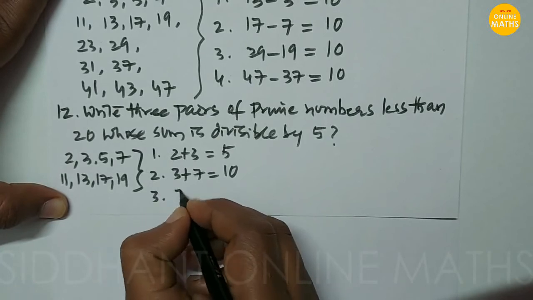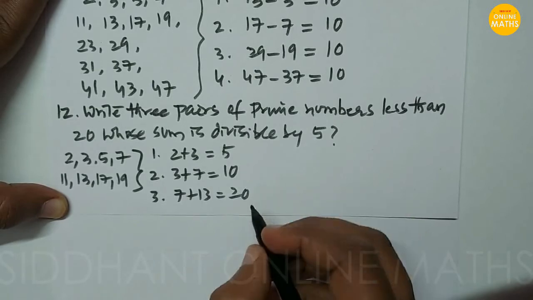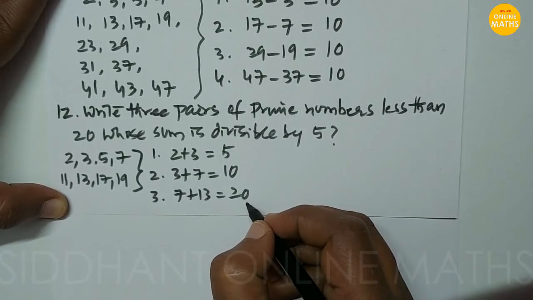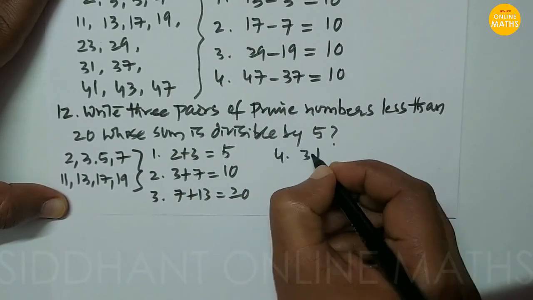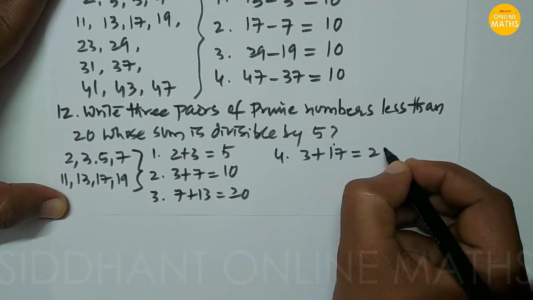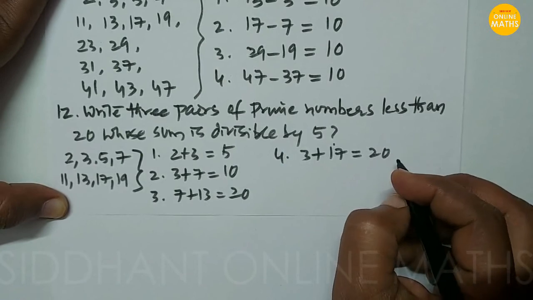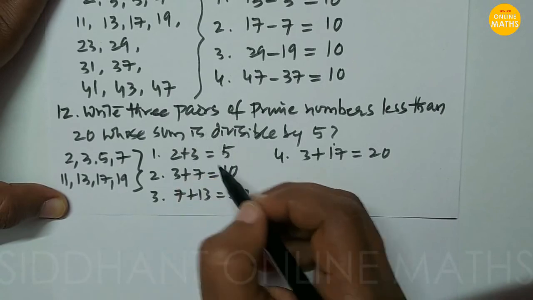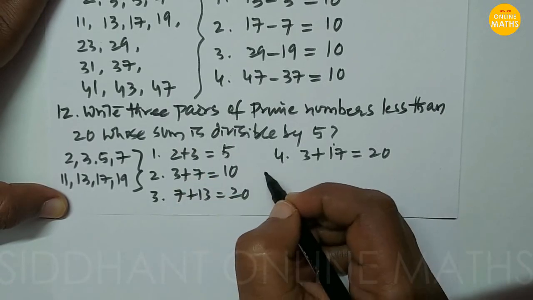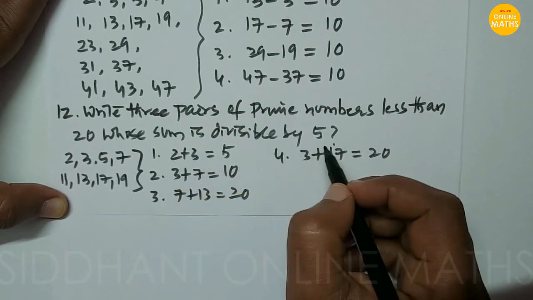In the same way, 7 plus 13, you get 20. At the unit place it is 0, so the number is divisible by 5. In the same way, 3 plus 17, you get 20, so this is also divisible by 5. Like that we got a few pairs here. They asked for 3 pairs, so you select any 3 pairs and see that the sum is divisible by 5.